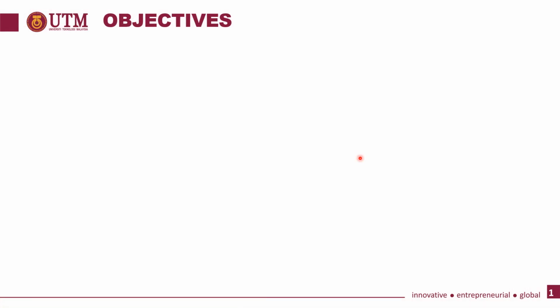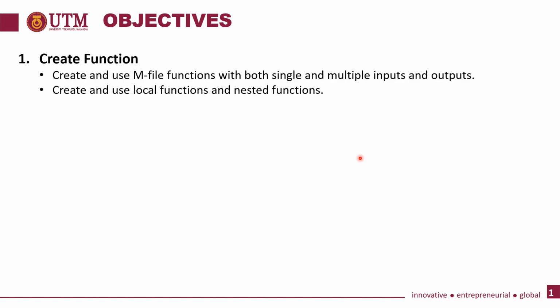Right, so before we proceed with our lesson, let's take a look at the objective for today's lesson. The first objective is to create functions. Today you will learn how you can create and use M-file functions with both single and multiple inputs and outputs. So in MATLAB, if you want to create a function, you can make it either single input or single output, or multiple inputs and multiple outputs.